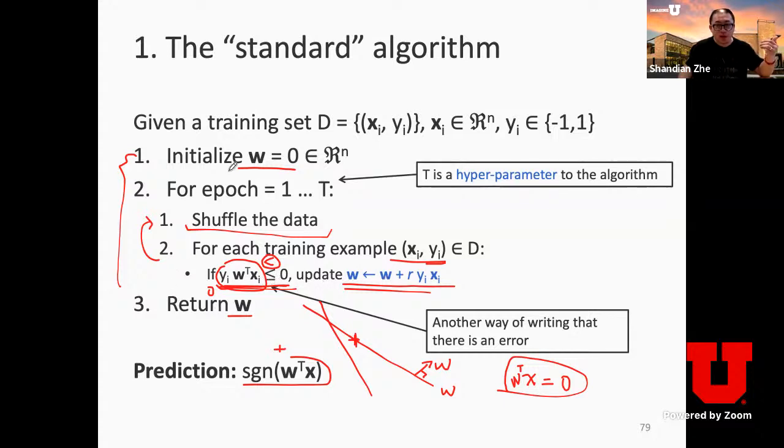Then you look at the next example, your weight vector is still 0, and you calculate the left-hand side, which is still 0, and 0, of course, is not less than 0. 0 is equal to 0, so you're not going to incur an update. So if you don't apply this less than or equal to 0 here, you will not be able to incur any effective update.